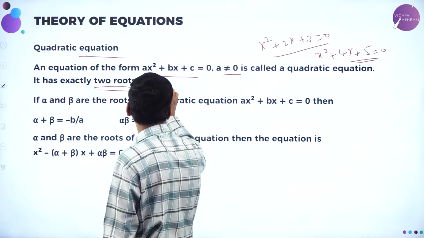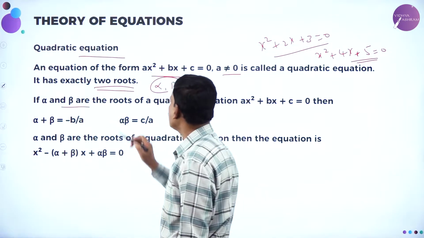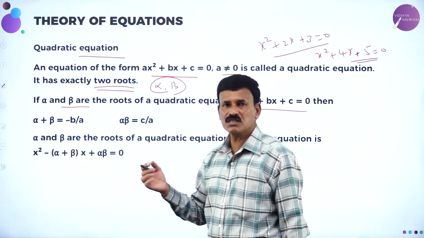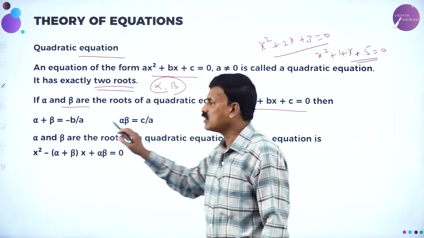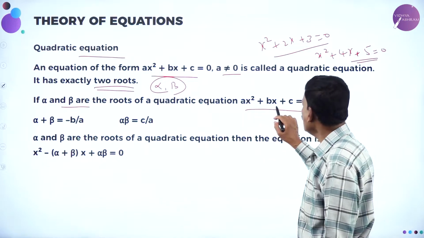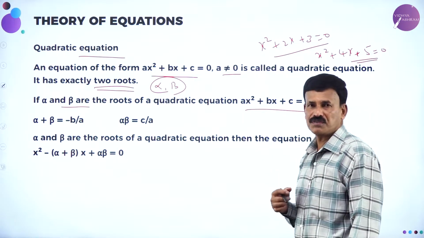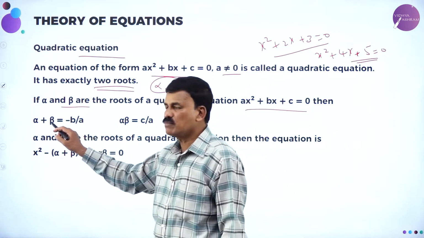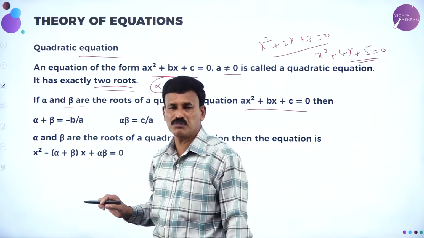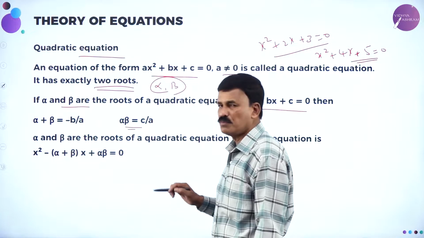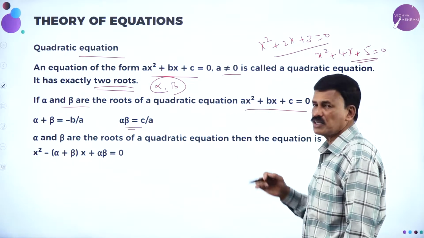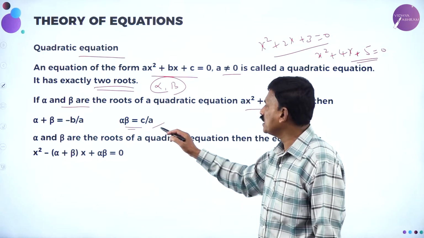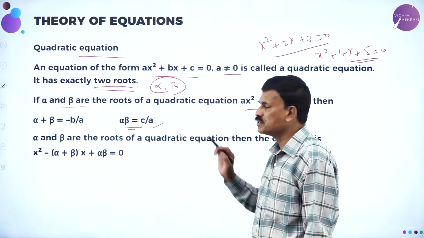Suppose alpha and beta are the roots of a quadratic equation ax² + bx + c. Then the sum of roots is always equal to −b/a: alpha plus beta is the negative coefficient of x divided by the coefficient of x². The product of roots, alpha beta, is the constant term divided by the coefficient of x², that is c/a.